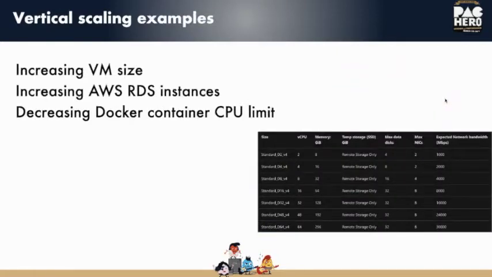Some examples I already mentioned: increasing the VM size or server size. And we all know these beautiful screenshots from the Azure sizing table. This is a perfect example of scaling, and autoscaling means that switching between these sizes is done automatically by certain triggers on metrics or time. It's also true for platform as a service, like Amazon RDS instances. If you increase the power, you're also scaling. And the same goes for decreasing your Docker container CPU limit. That's an example of vertical scaling.